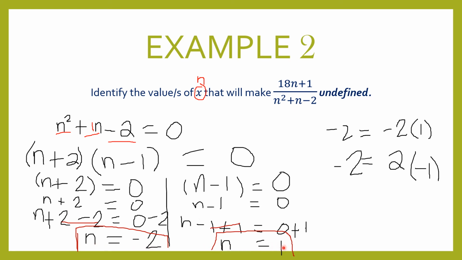How about 1? If n is 1, so substitute natin dito sa expression or sa denominator. So, 1 squared is 1. Plus n ulit. So, 1 plus 1, 2. So, 2 minus 2, that is 0. So, ganun lang po mag-check.